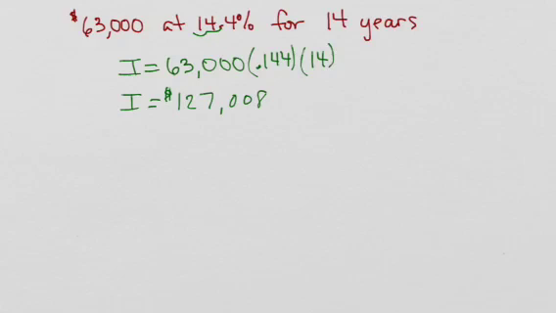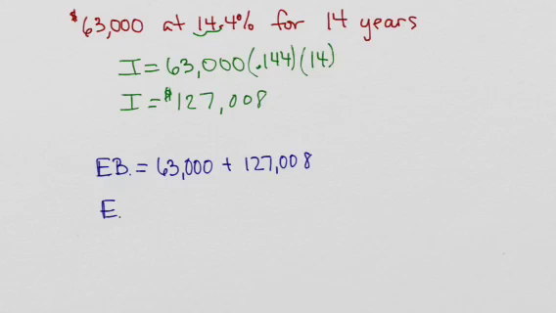That's just how much more I'm going to make. To find out my ending balance, which we'll just abbreviate as EB for right now, I'll take the amount that I originated with and add in my new amount. If I add those together, I get an ending balance of $190,008. I'll have essentially almost $200,000 when I retire.